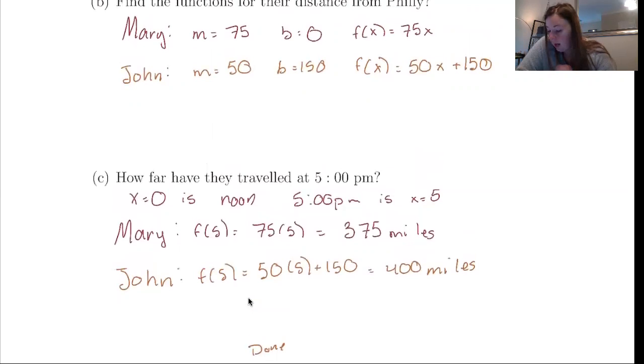Alrighty. So that's all about average rates of change, finding our initial condition, finding our slope between 2 points, putting them together, and we got a function. Bada bing, bada boom. Pretty fun, right?